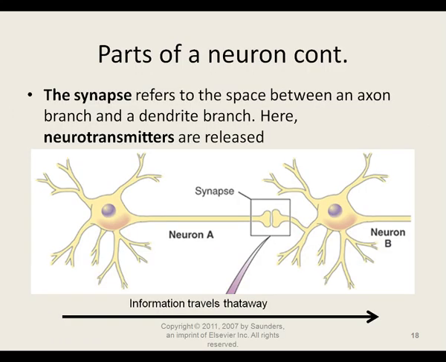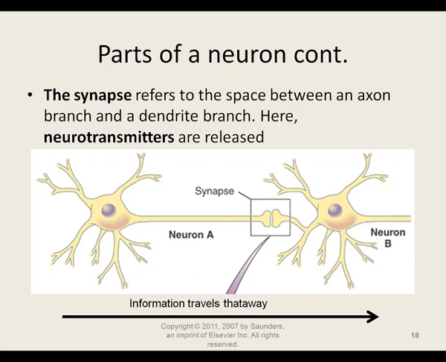All right, so if we look at this diagram, remember, information travels from left to right in this particular diagram. You have the dendrites coming off of the cell body. You have the long axon. And then, if you notice, neuron A and neuron B hook up right there at a spot called the synapse. The synapse is actually a space that exists between the axon of one neuron and the dendrites of another.